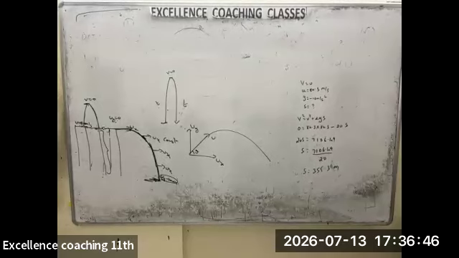What do you think will happen to the time? Same time or different time? Same time, no? If the initial velocity was different, it would have been different. Understood? Take the distance formula: s equals ut plus half at square. All other terms are the same, no? So t will be the same.